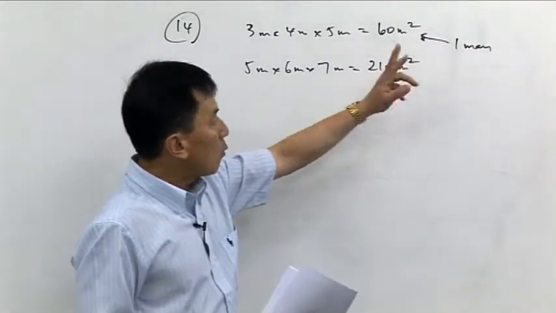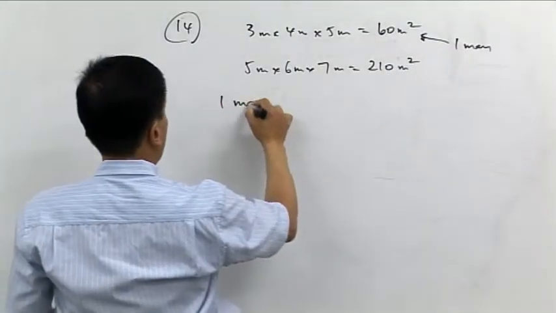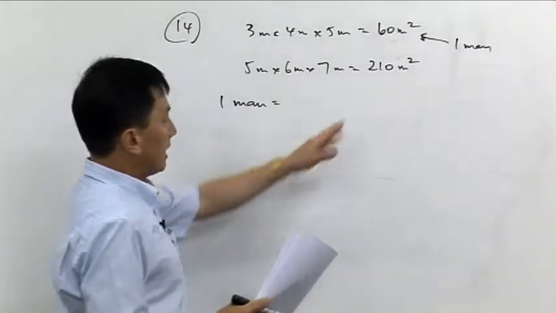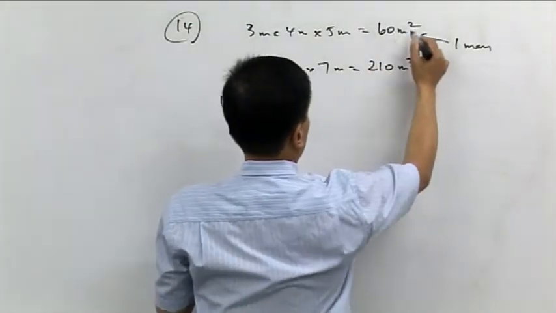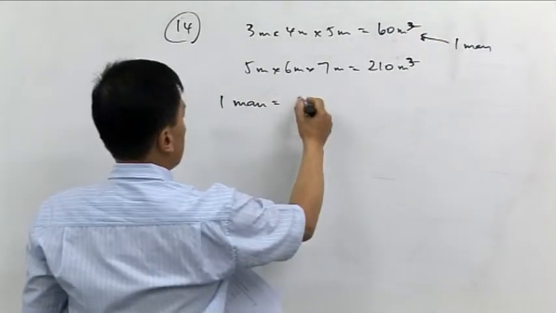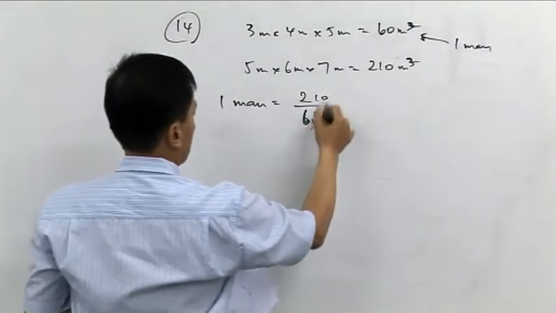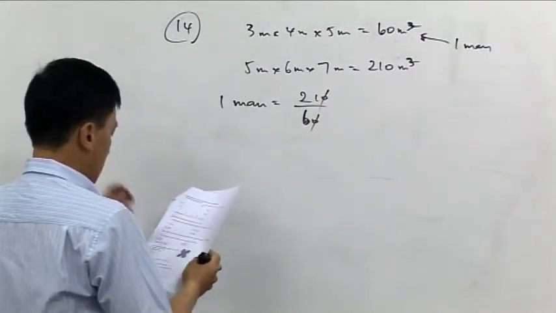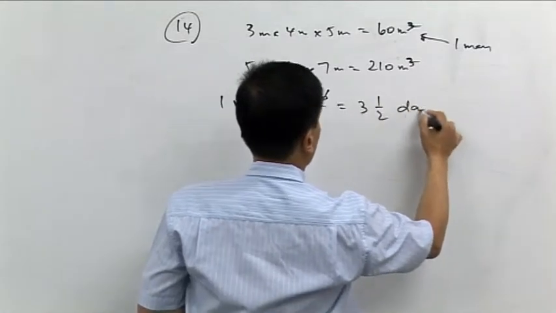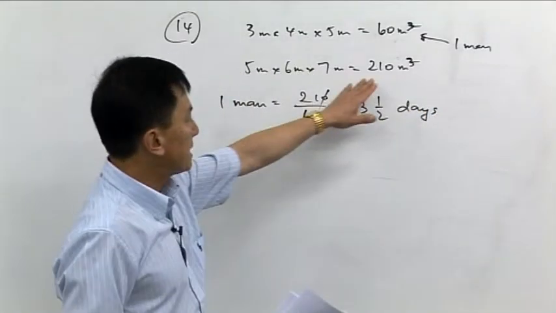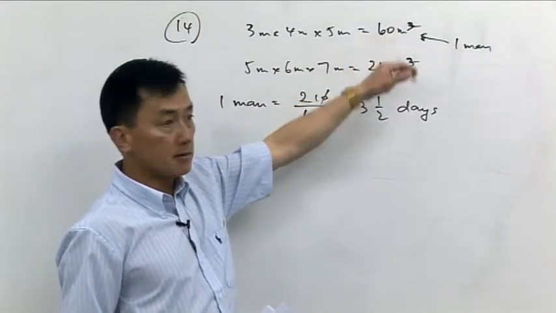Now, how long would it take one man to do 210 cubic meters? That is a much bigger size, so that's volume, so that's cubic. So he's going to take 210 divided by 60. So that cancels, so 21 divided by 6 is going to be 3.5 days, because this particular volume is 3.5 times bigger than 60 cubic meters.